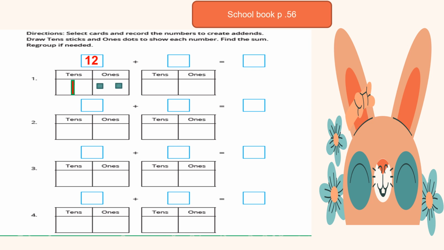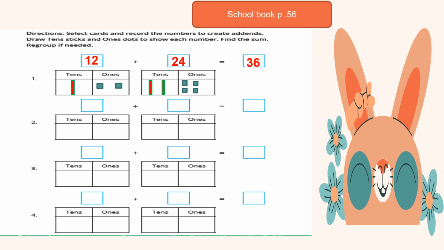How many sticks do we have here? 2 sticks. How many small squares? 4 small squares. Let's add 12 plus 24. 2 plus 4. After 4, 5, 6. 1 plus 2 equals 3. So, 36.